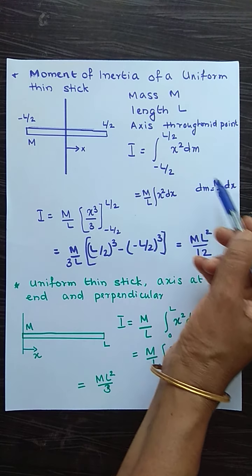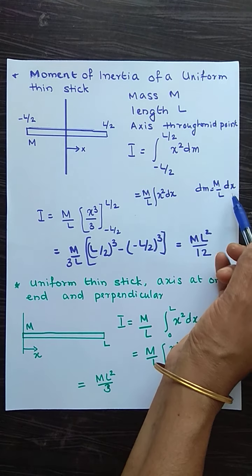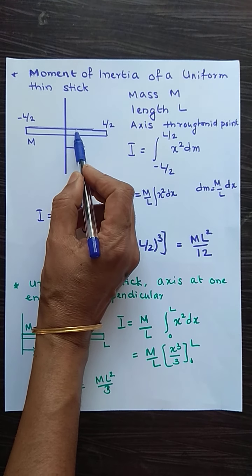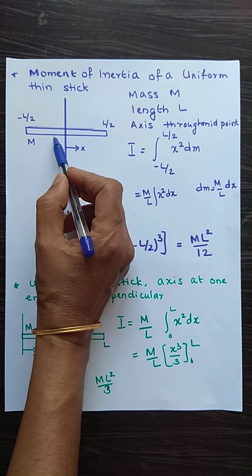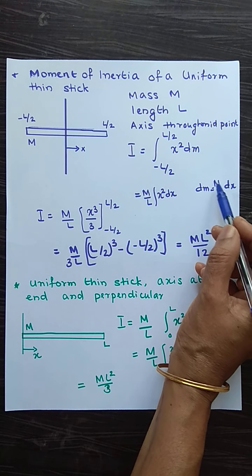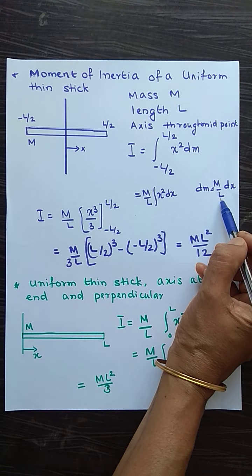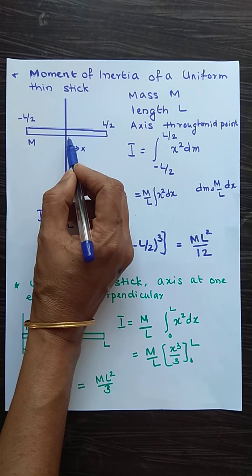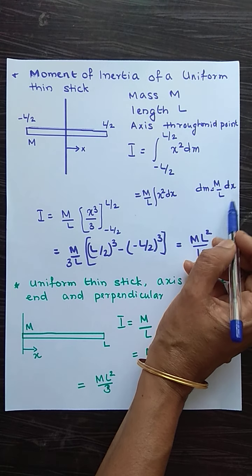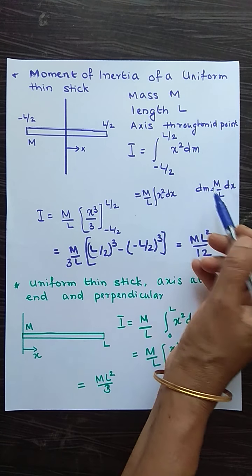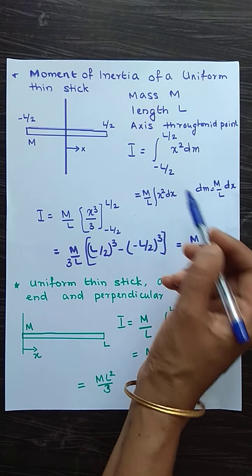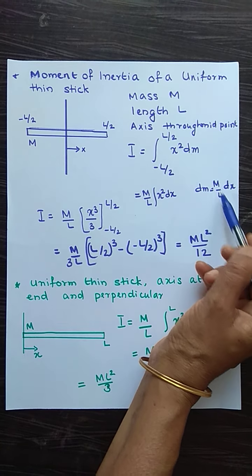mass per unit length into the mass at distance dx. That means at a distance dx, what is the length of the thin stick? M is the total mass, L is the total length. M by L will be mass per unit length into the small distance dx. If this is the small distance dx, then at that small distance the mass will be dm, and this is distance square. So when you integrate it, you can substitute for dm as M by L dx.